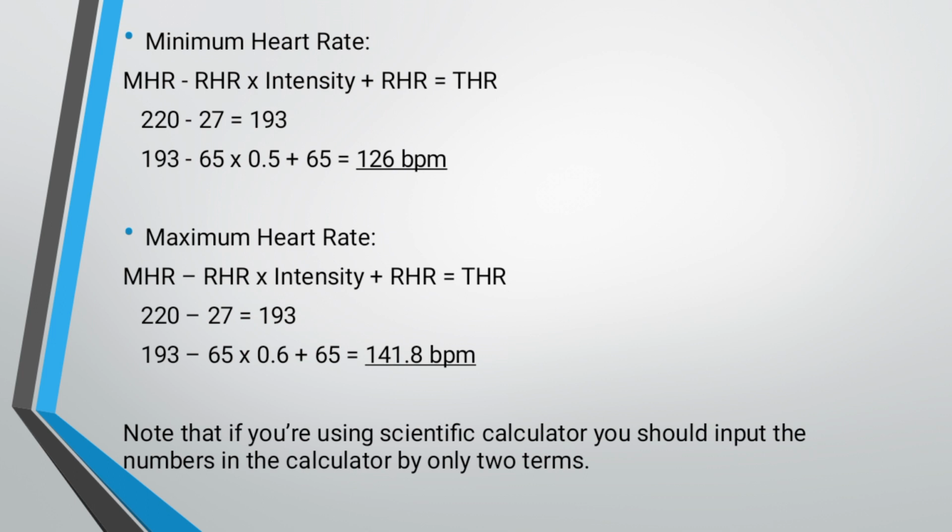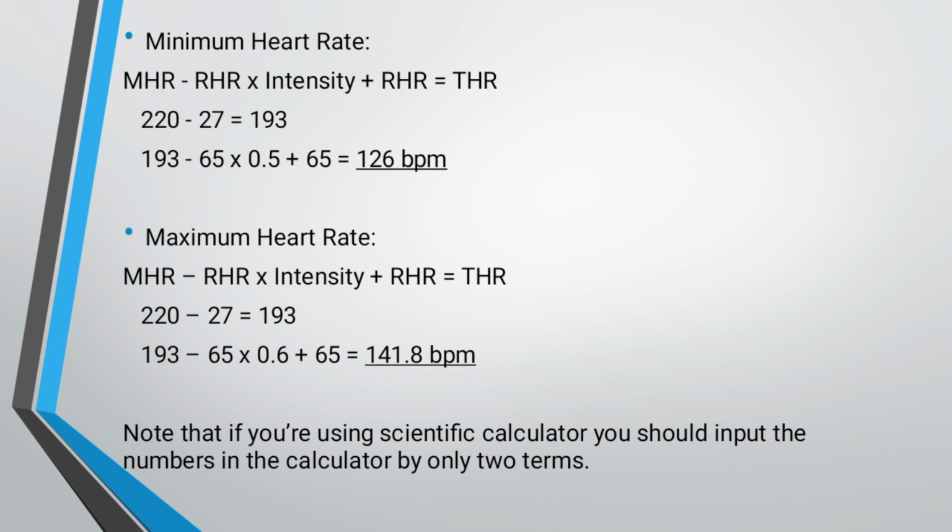In order to get the minimum heart rate, maximum heart rate minus resting heart rate times intensity plus our resting heart rate. So 220 minus 27 is equal to 193. 193 minus 65 times 0.5. So 50%, we convert into decimal.